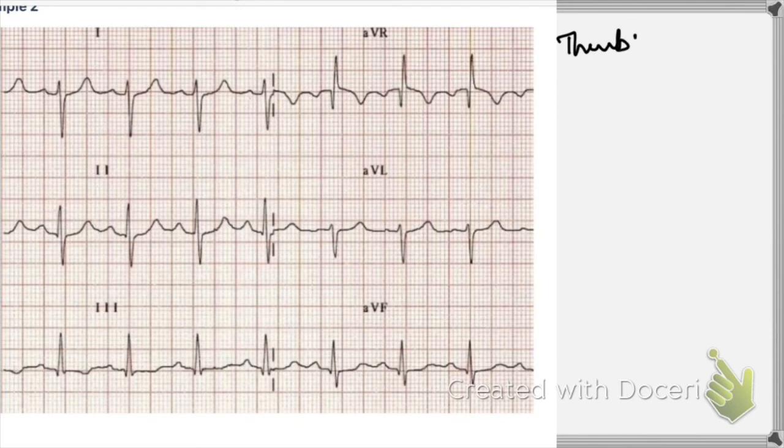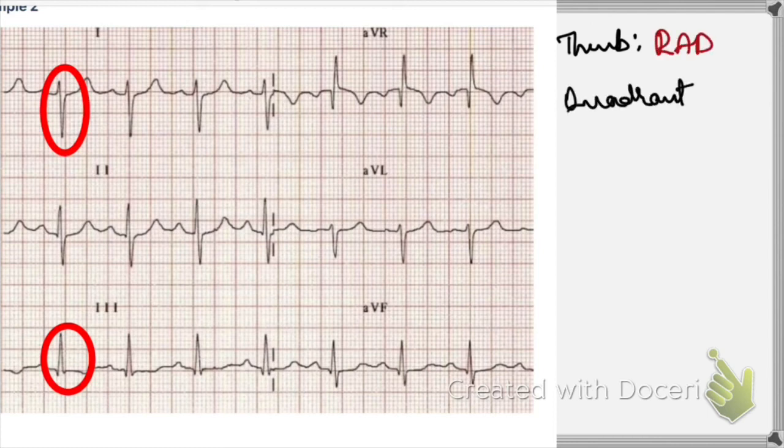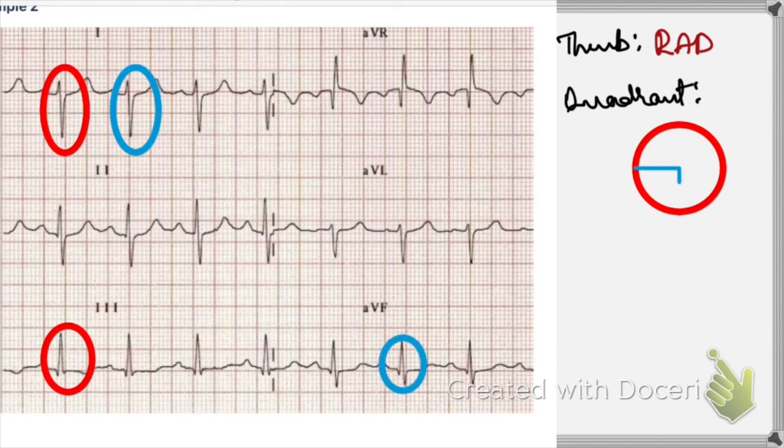So here in this ECG I will discuss all the rules. See, thumb rule: we have to look at lead 1 and lead 3, right? Lead 1 is predominantly negative, whereas lead 3 is positive. They are reaching each other, right? So it has right axis deviation. Next, the quadrantic approach: we have to look at lead 1 and AVF, right? Lead 1 is predominantly negative, so it goes away from lead 1, and AVF is positive. So here also it is right axis deviation, right?